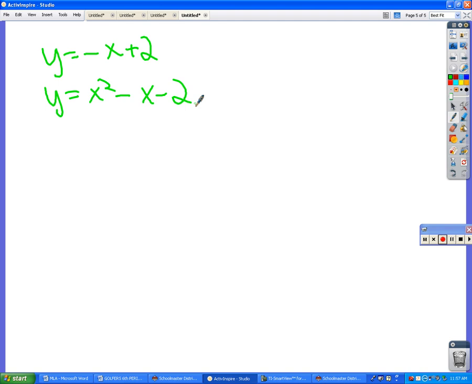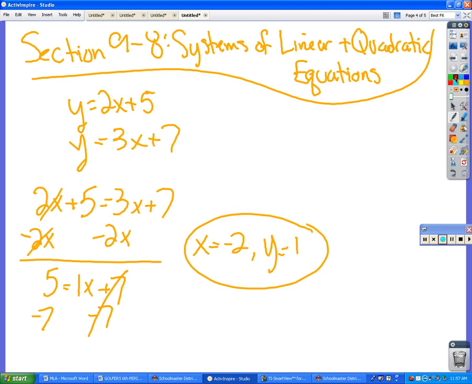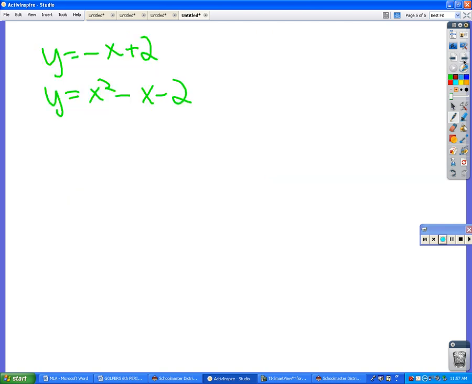Okay? Now before we do that, if I graphed these two things, what would I get? Right, I would get two linear functions. Okay? Where would those two things cross? At -2 and 1. Okay, so where they cross is the answer. Now, if I graph this, that's going to be a straight line. But if I graph this, what is this going to be? Right, it's going to be a parabola.